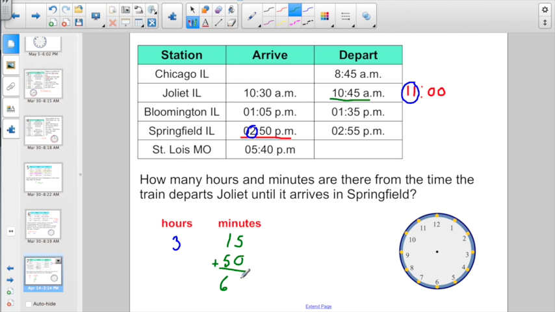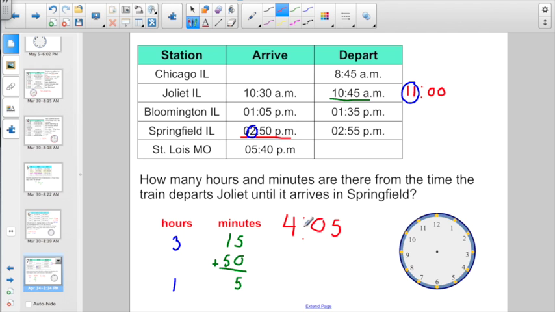Man, that's 65 minutes. Well, 65 minutes, that doesn't make any sense. I would never say to somebody, hey, it's going to take me 3 hours and 65 minutes. Because remember, there's 60 minutes in an hour. So this is actually 1 more hour and only 5 extra minutes. So now let's totally add everything up. I have 4 hours and 5 minutes. 4 hours, 5 minutes. And feel free to label with hours and minutes.